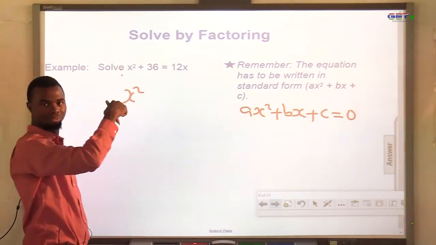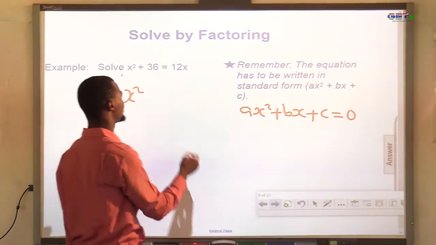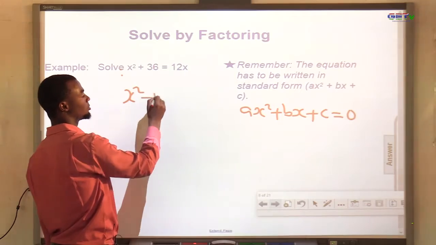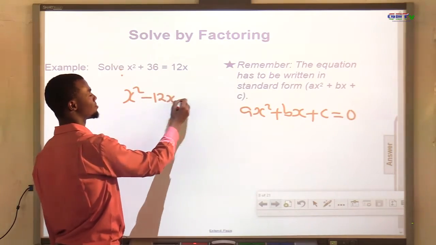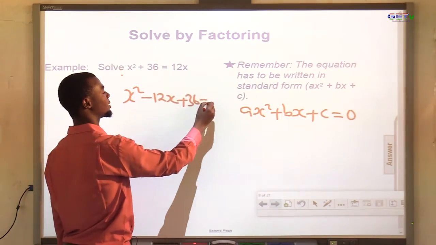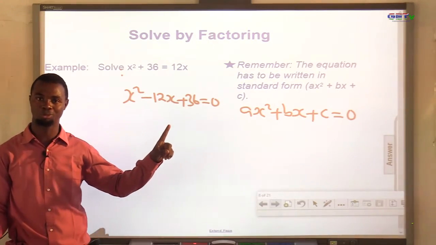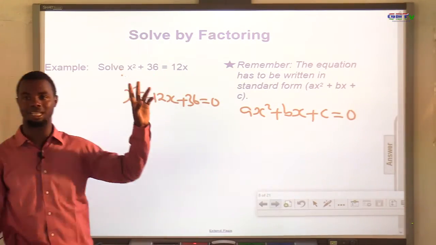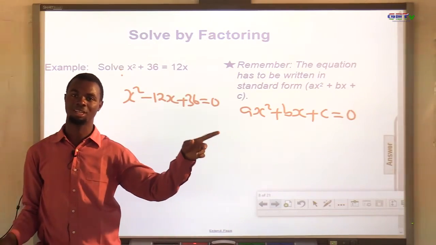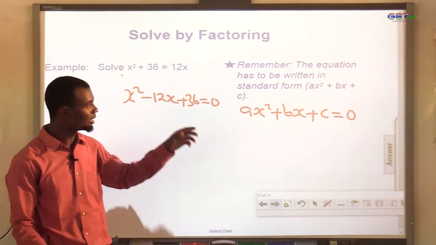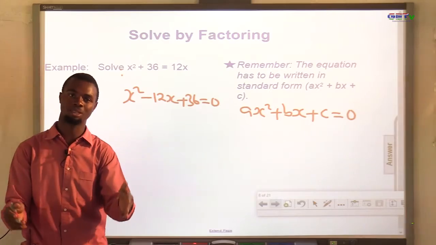We bring the 12 so that we'll have it in this form. If we transpose it, it becomes minus 12x plus 36 is equals to 0. That is the first thing you need to do first. Write it in the standard form. After you write it in the standard form, then you do the other tips that you are shown.